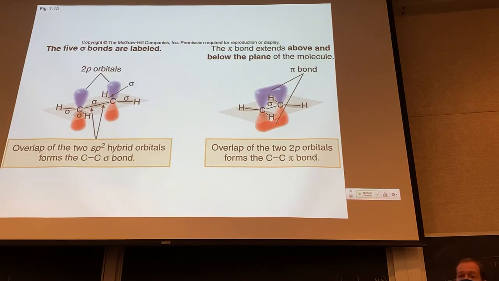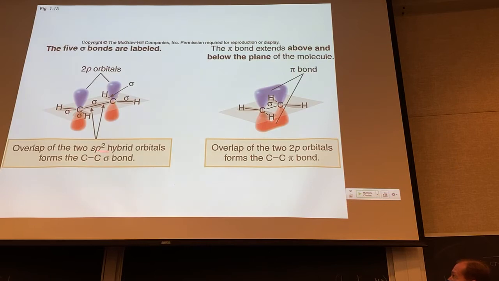So this is ethylene, C2H4. We mentioned it last week as well. It is one of the most important chemicals industrially in the world, and it also is a hormone released by plants that signals that it's time for the fruit to ripen.